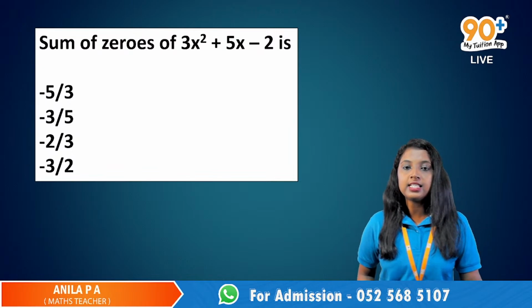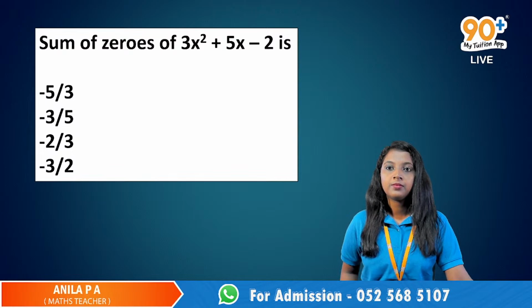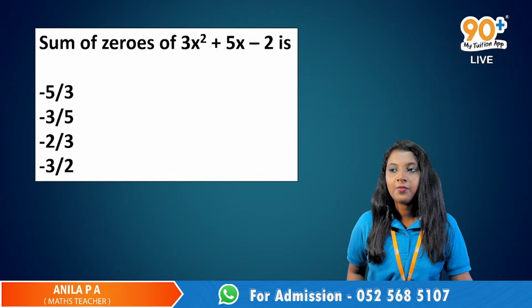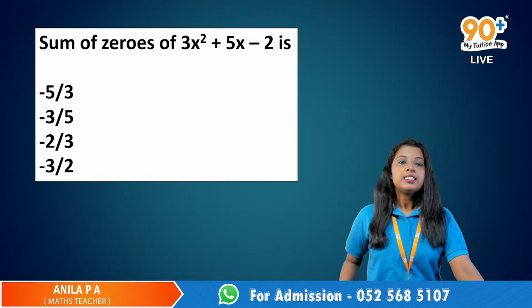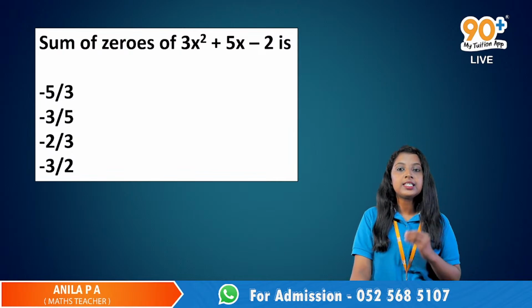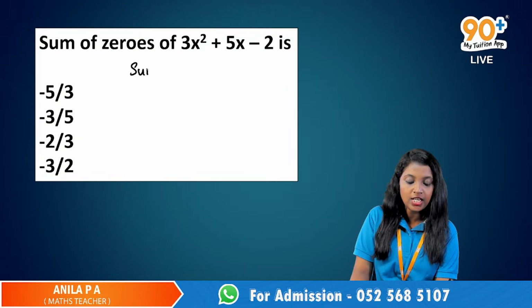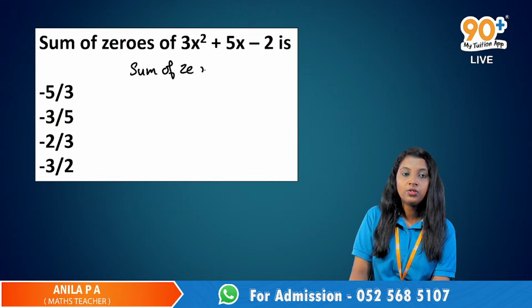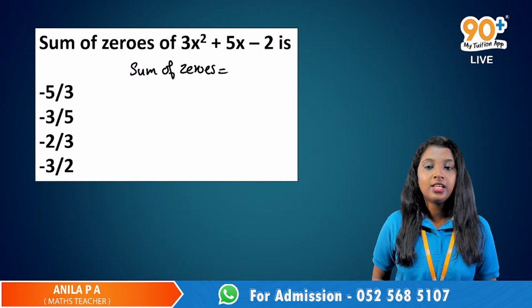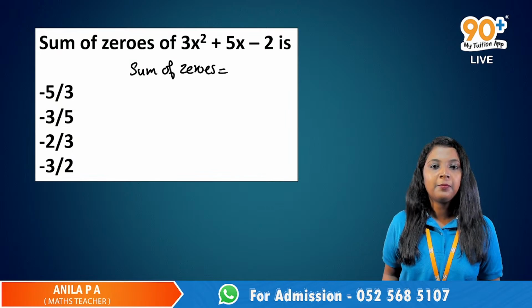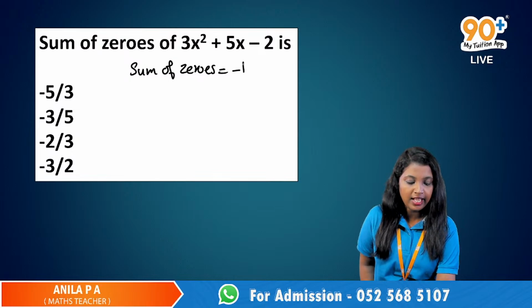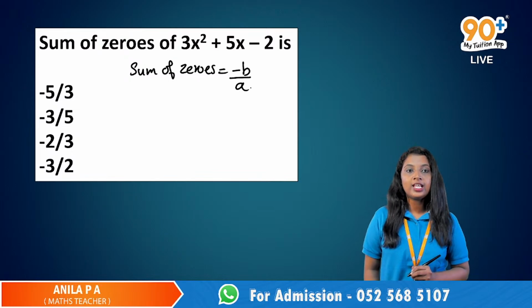So let's discuss the answers. Sum of zeros. Here we have a polynomial, and for a quadratic polynomial we have a relation for the sum of zeros. Just comment your answer: is the sum of zeros equal to c by a or negative b by a? Negative b by a. Yes, sum of zeros is equal to negative b by a.